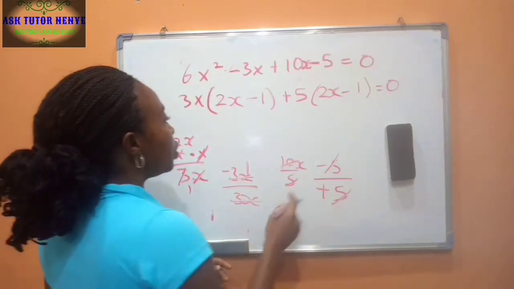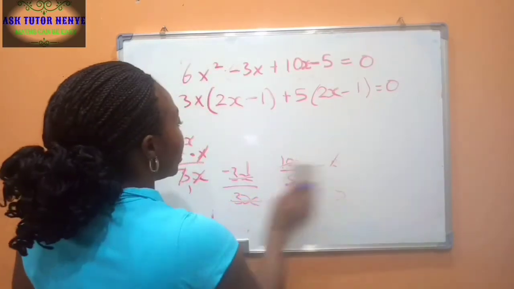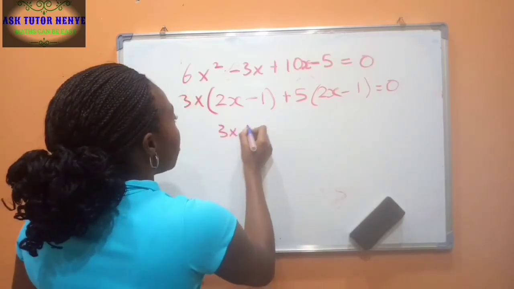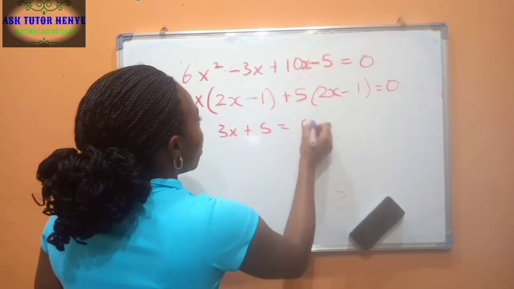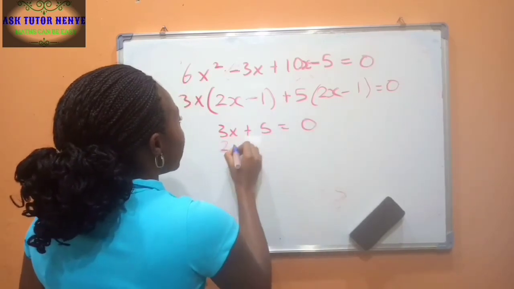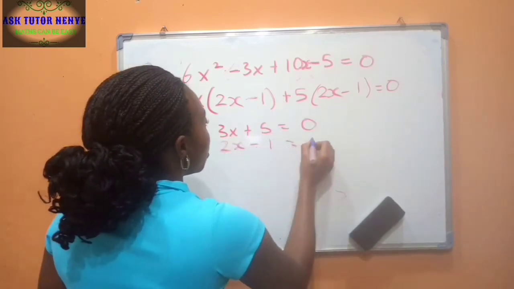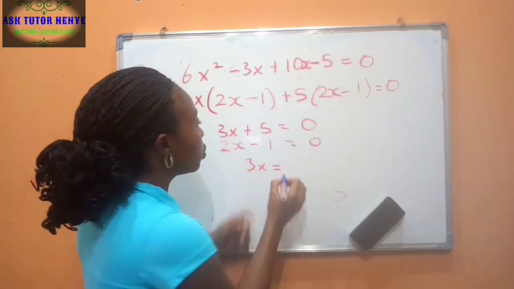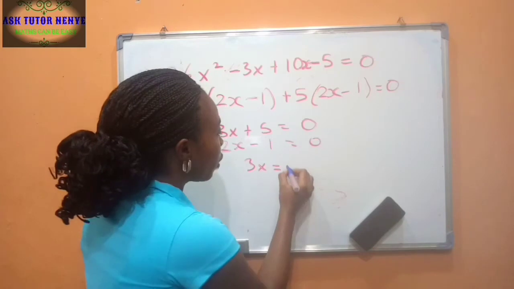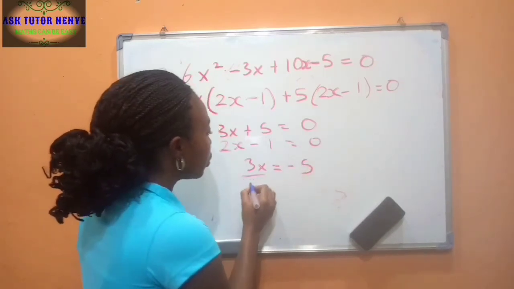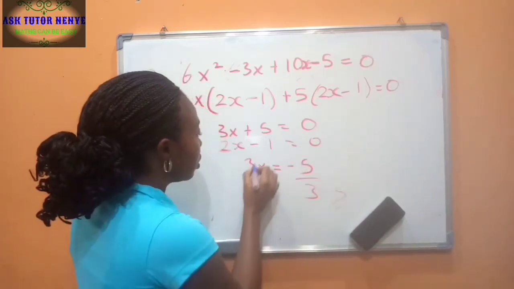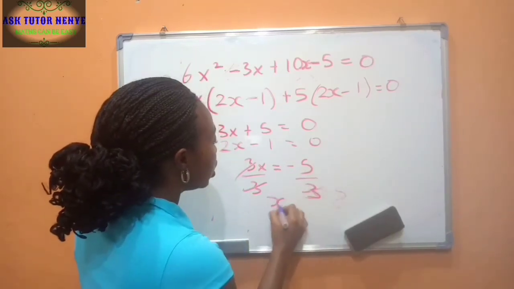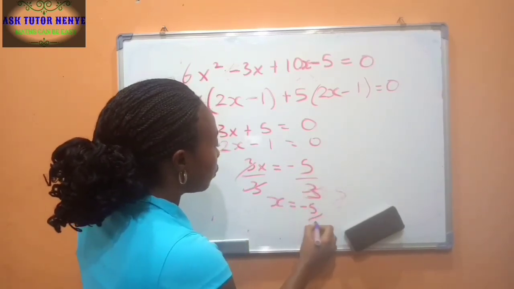The next thing we do is to what? Select them. We are going to pick one from here. We're going to have 3x plus 5 equals to what? 0. And 2x minus 1 equals to 0, okay? So we are going to have 3x equals to what? This crosses to this side. We have what? Minus 5. Divide both sides by 3. So we have x is equal to minus 5 over 3, okay?